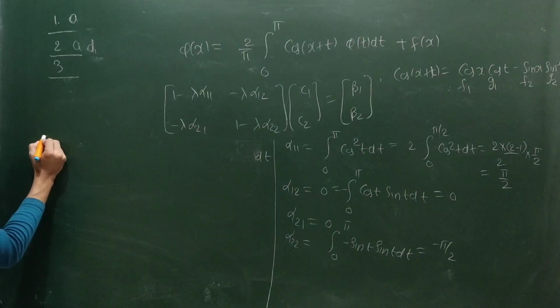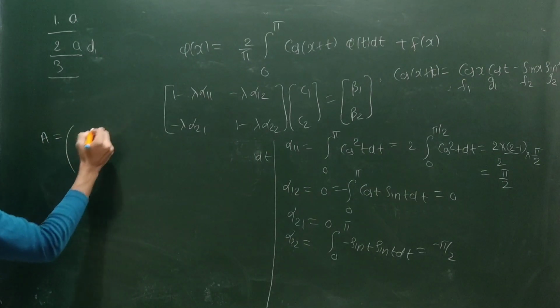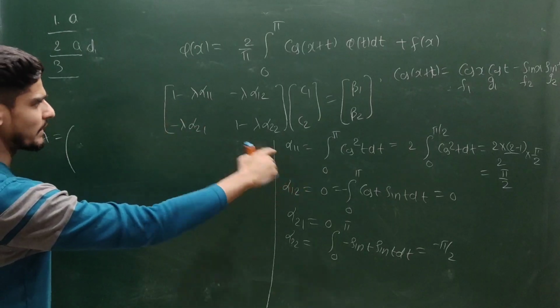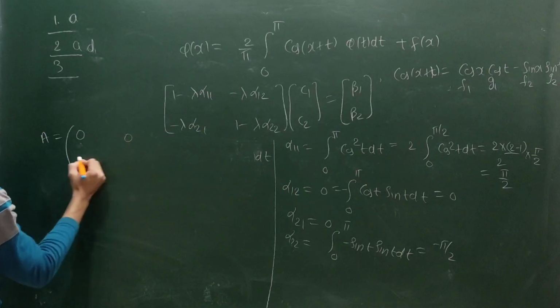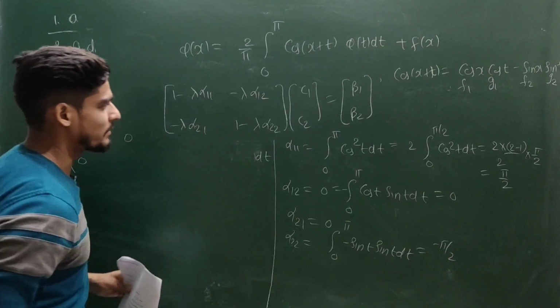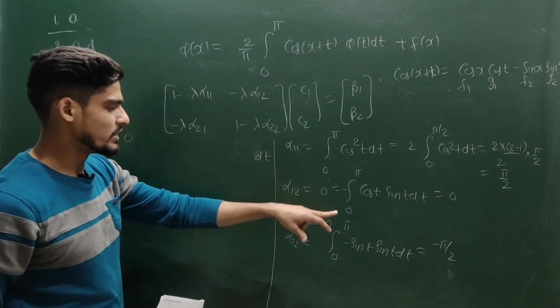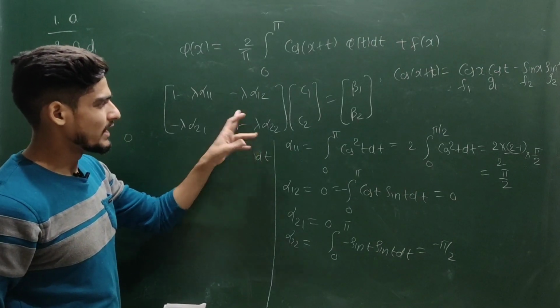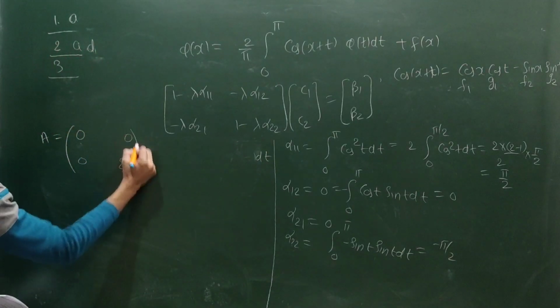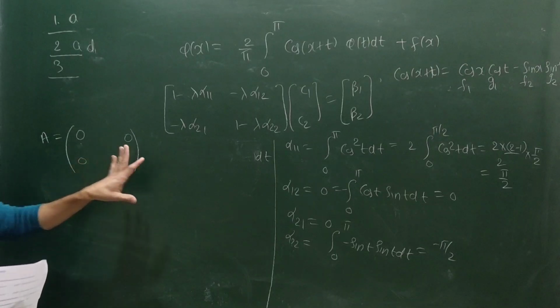So my A matrix is: alpha 1, 1 is pi by 2, lambda is 2 by pi, so this will be 0. This is 0. This is 0. This is 1 minus lambda alpha 2, 2. Alpha 2, 2 is minus pi by 2, and this is 2 by pi. So it will give me 2. This is my A matrix. So this matrix is a singular matrix.